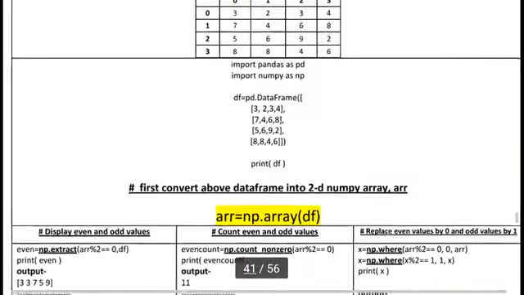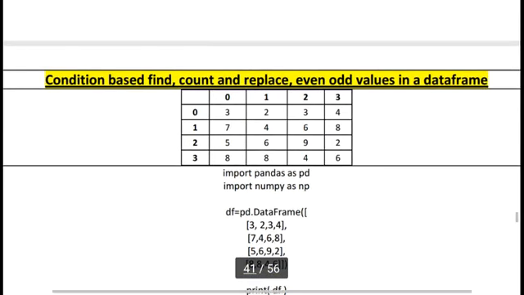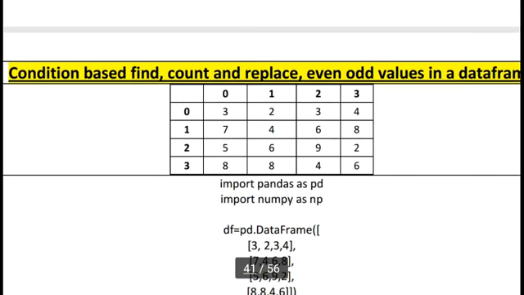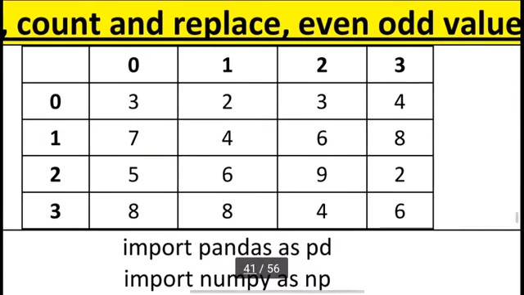Okay students, here I am discussing one new thing: condition based find, count and replace of even and odd values in a data frame. This is a very interesting thing. Suppose I have this set of values. In this set of values we have so many even numbers and odd numbers, you can see. But I want to count how many evens and how many odds without writing long coding, without using the loop concept.